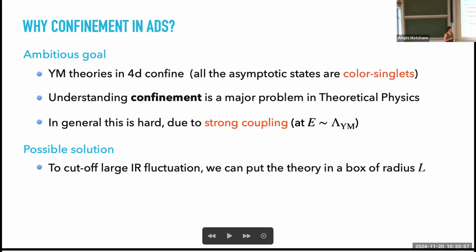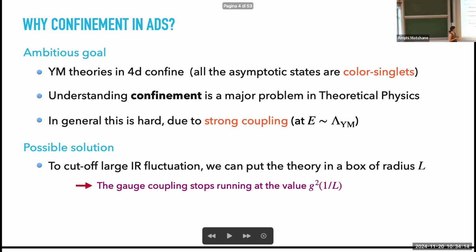One possibility to investigate the problem is to put the theory in a box. If we take the dimension of the box sufficiently small, the gauge coupling cannot become too large. At some value 1 over L, the gauge coupling g squared at 1 over L stops running. And this means that if the radius is sufficiently small, we can still use perturbation theory.